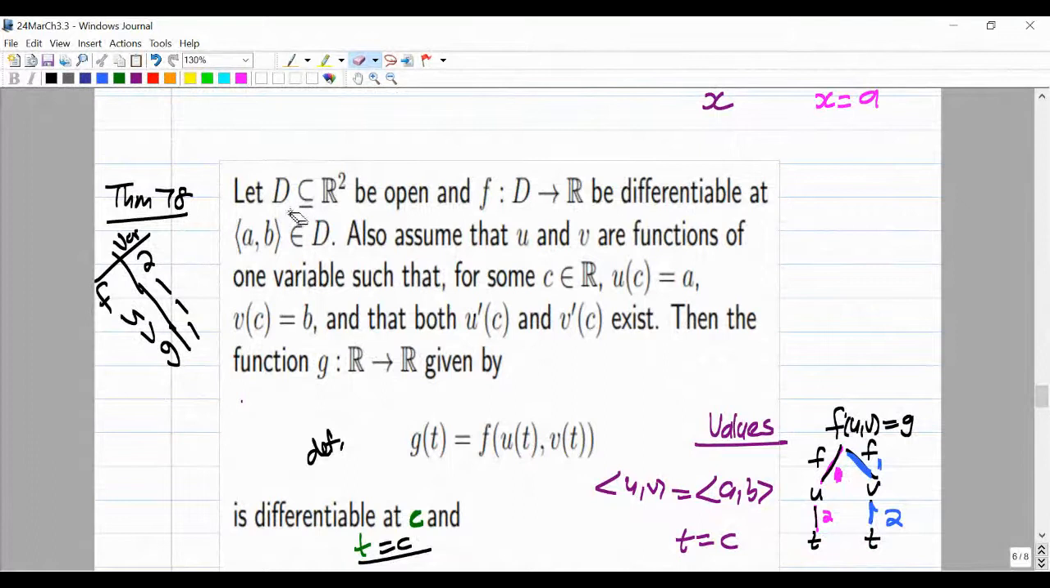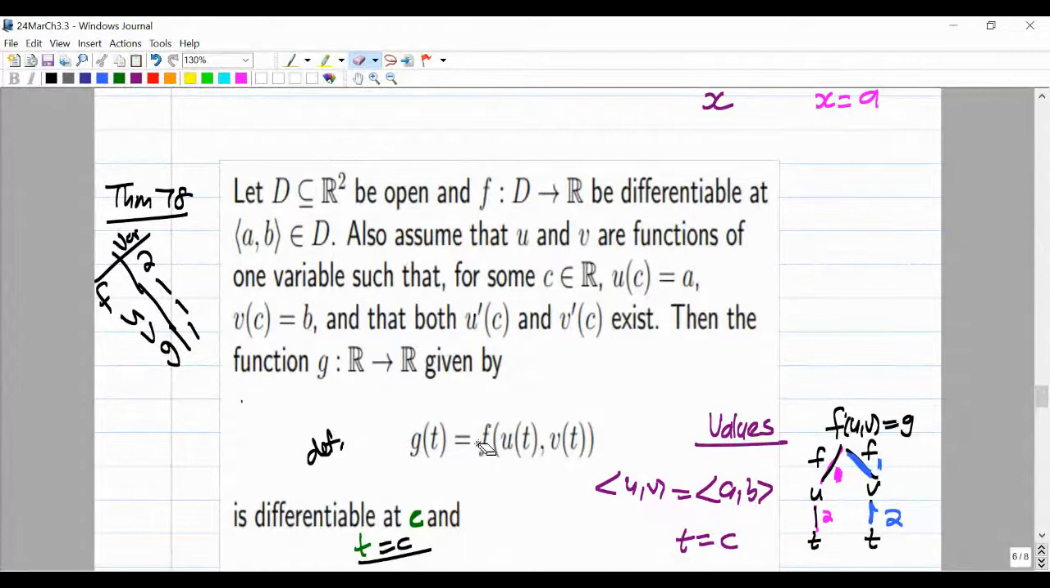Let D be a subset of R² that is open. Let f be a map from D to R, differentiable at the point (a,b), which is an element of D. And assume that u and v are functions of one variable such that if you plug a real number c into u, you get a, and if you plug c into v, you get b. And we also want that u and v are differentiable at c. Then we can define the following function given by g(t) = f(u(t), v(t)).